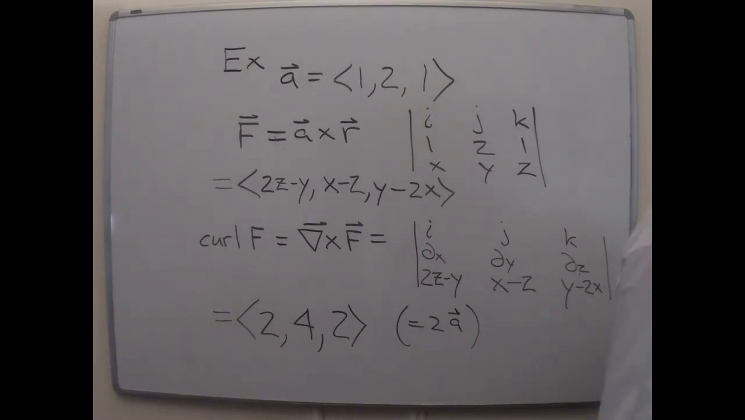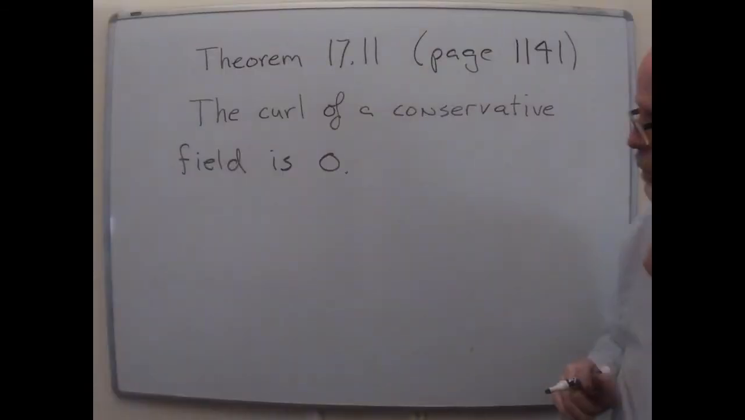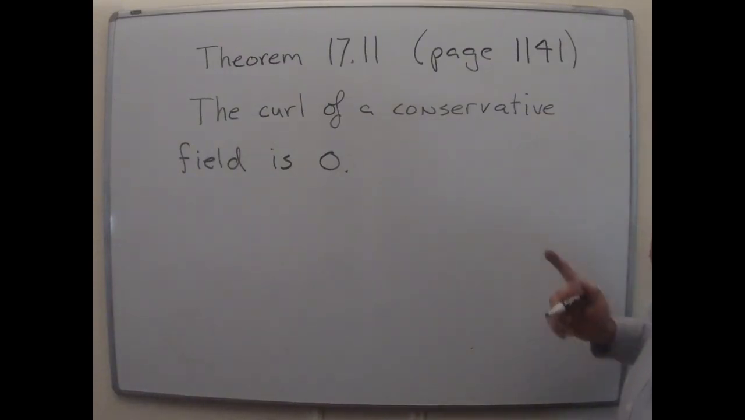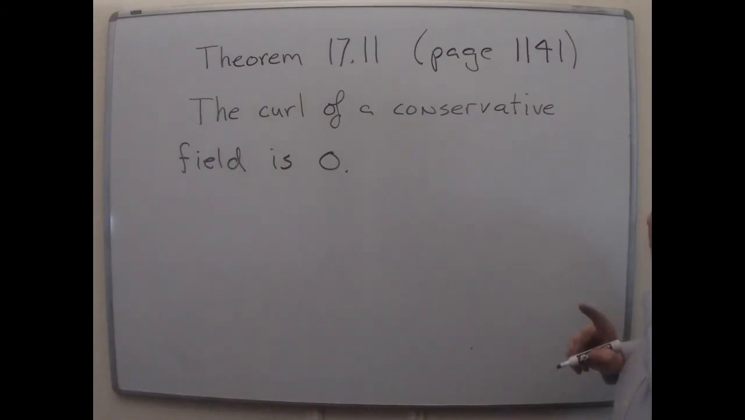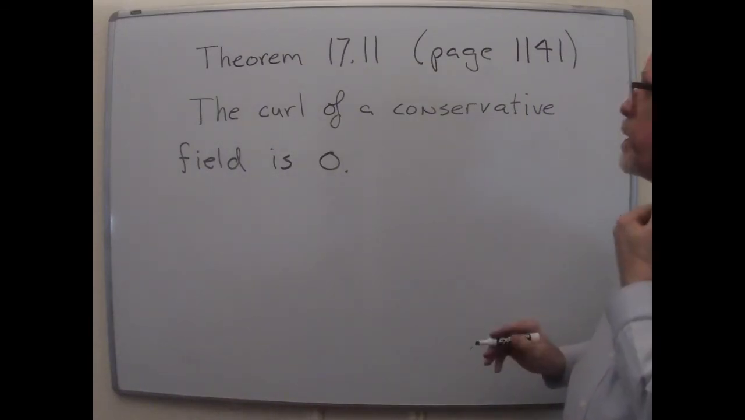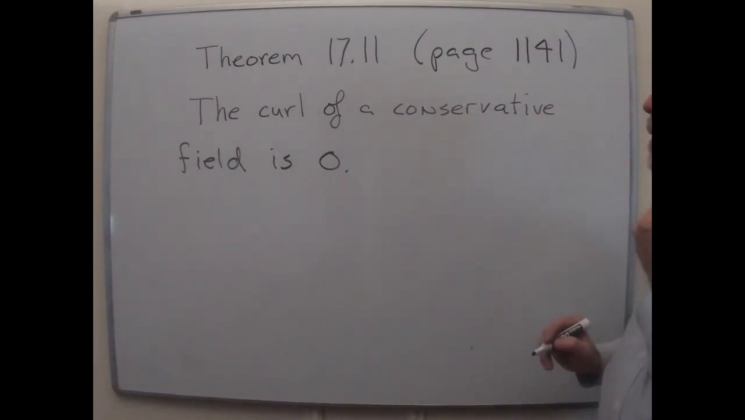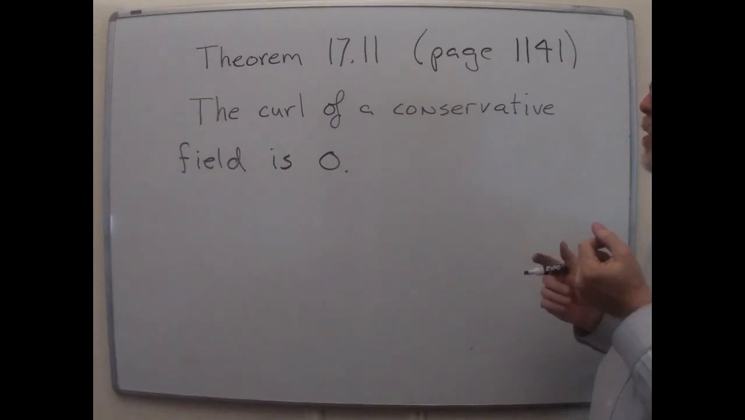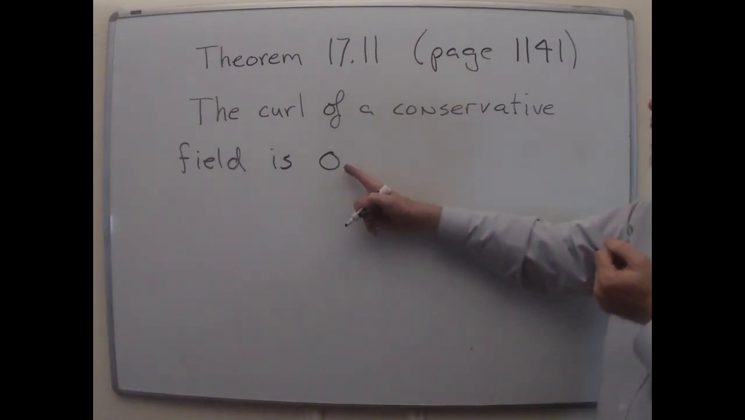Lastly, we just have two theorems to get through at the end of this section. One of them, theorem 17.11. I guess I should erase. So theorem 17.11, it's on page 1141 if you want to go look it up. It says the curl of a conservative field is 0. And actually that's the way you hear people say it. But speech can't emphasize the fact that that 0 on the end is not really a 0.